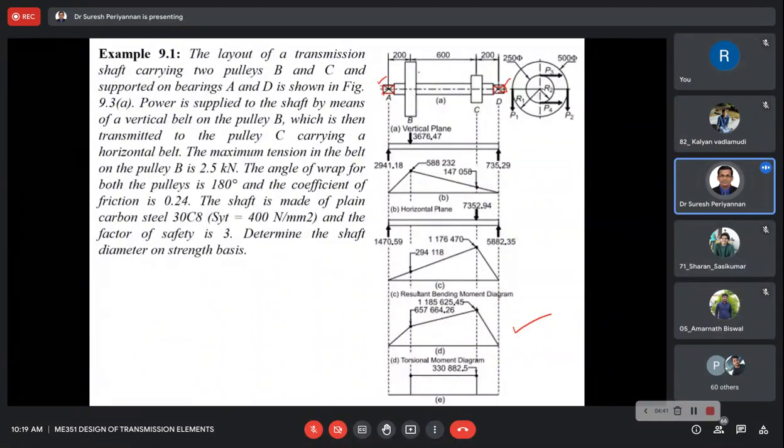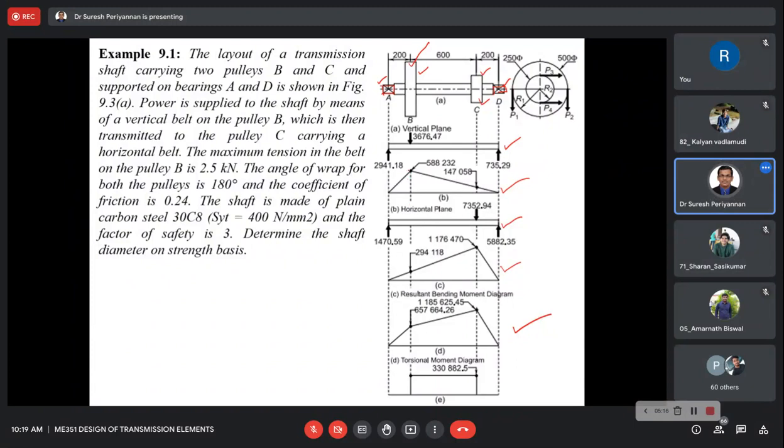We discussed the dimensions of the shaft based on the power transmission with respect to the pulleys. Here, the bigger pulley is subjected to vertical load and the smaller pulley is subjected to horizontal load. Hence, we consider the vertical plane: the reaction calculation and bending moment calculation with respect to the vertical load. Then the reaction calculation and bending moment with respect to the horizontal load.